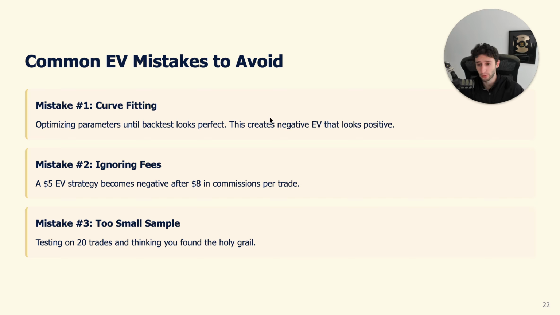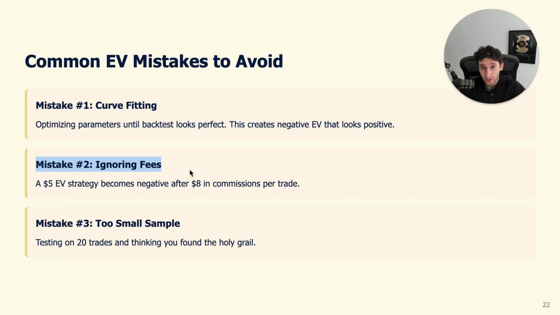Now, a few common mistakes to avoid: optimizing parameters until backtests look perfect. Let me explain something with this. You want to make sure that you aren't just creating the perfect backtest. So a good example of this is, let's say you have a backtest and it works and it looks really good. And then you say, you know what, let me just take out Mondays. What if we just don't trade on Mondays? We trade every other day. Well, you can create a chart that looks really, really good, but the EV can still be negative. So you want to make sure that you still have a positive EV after your backtest.